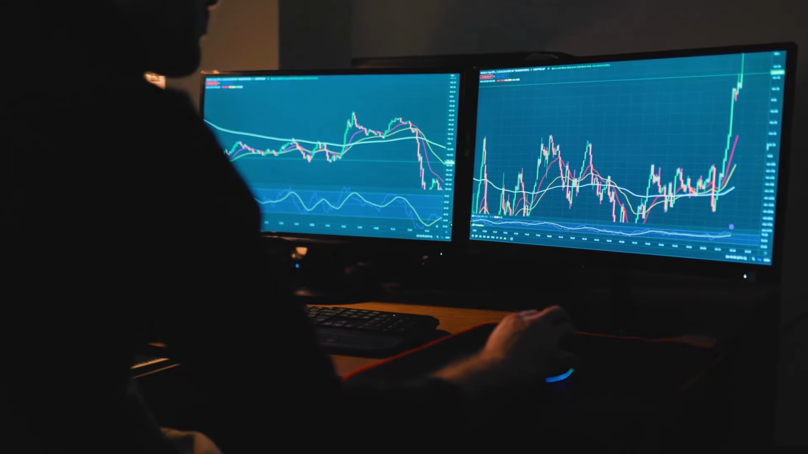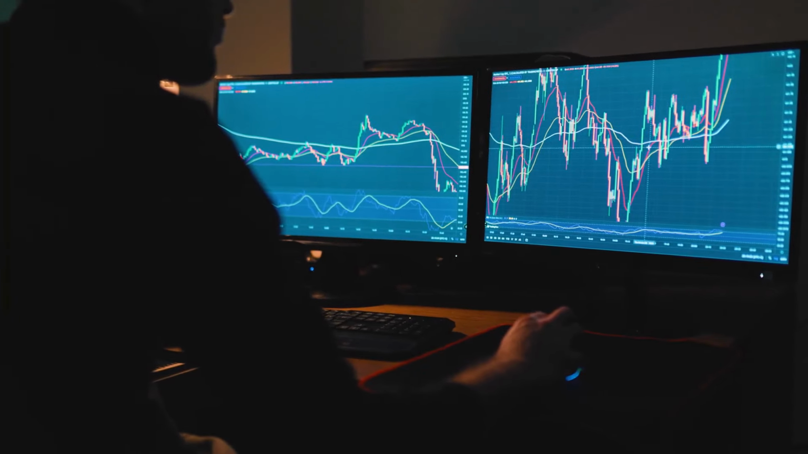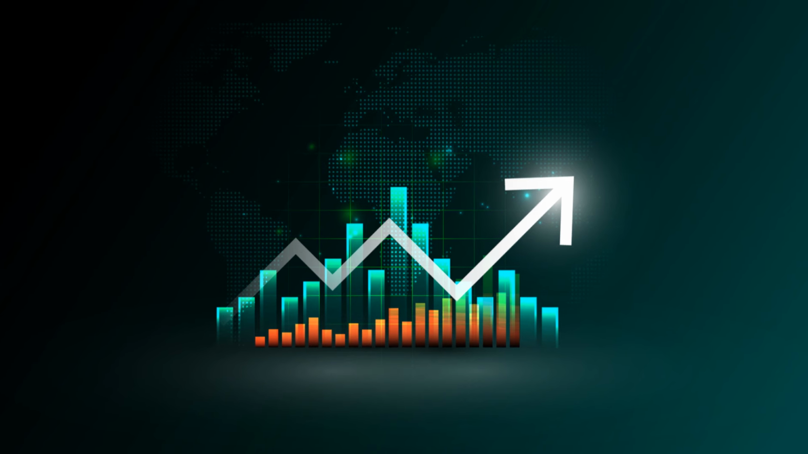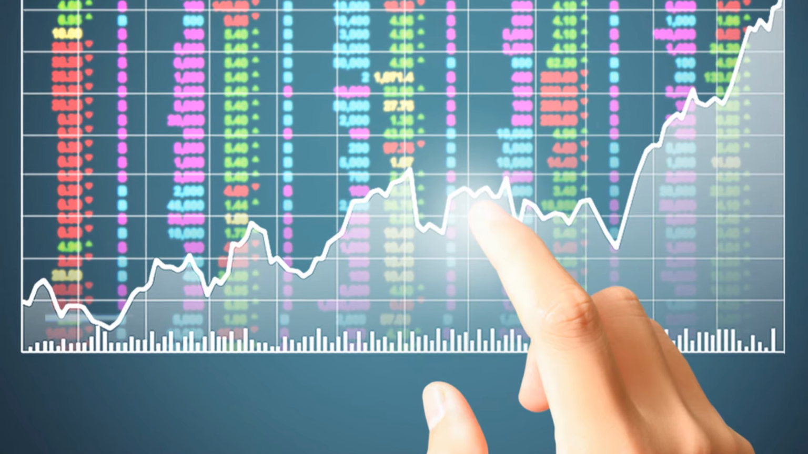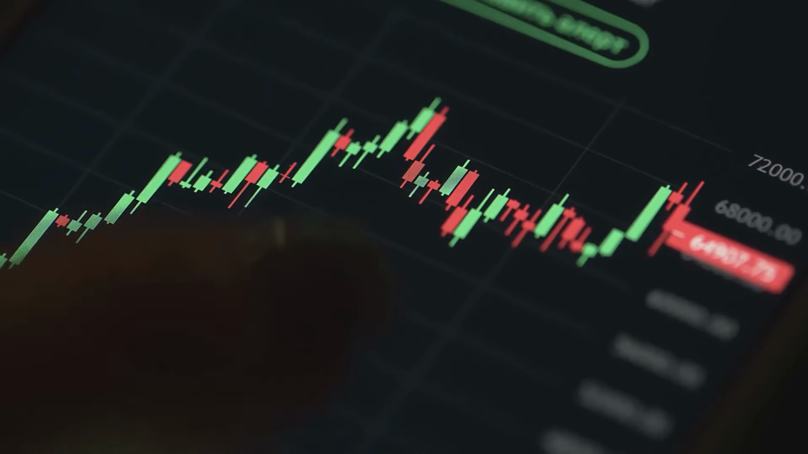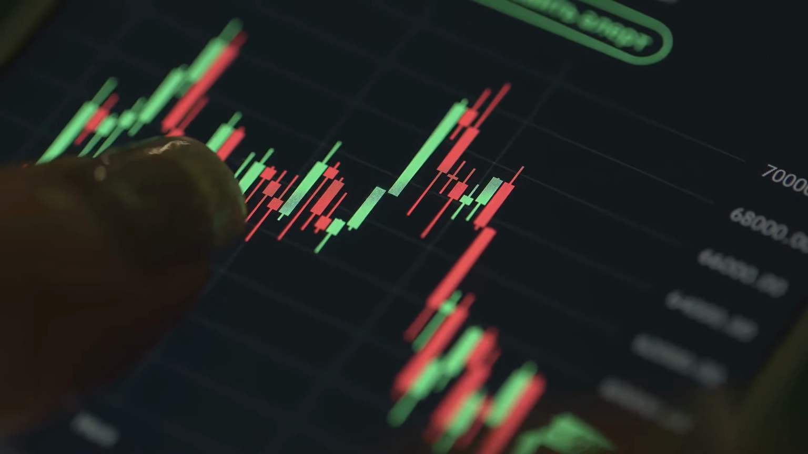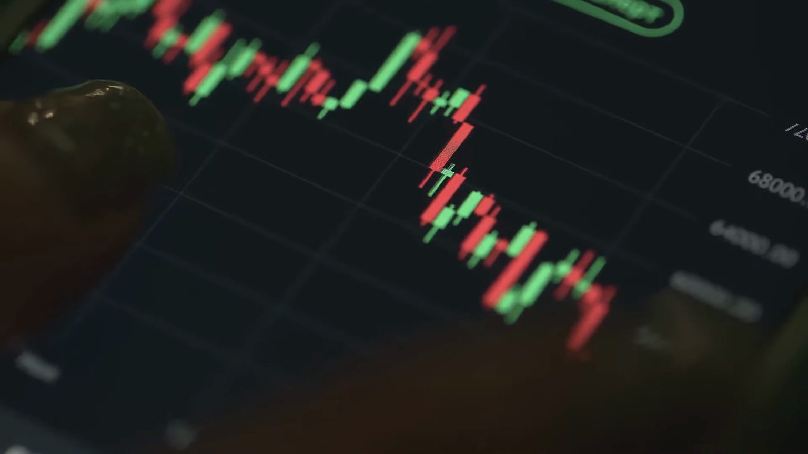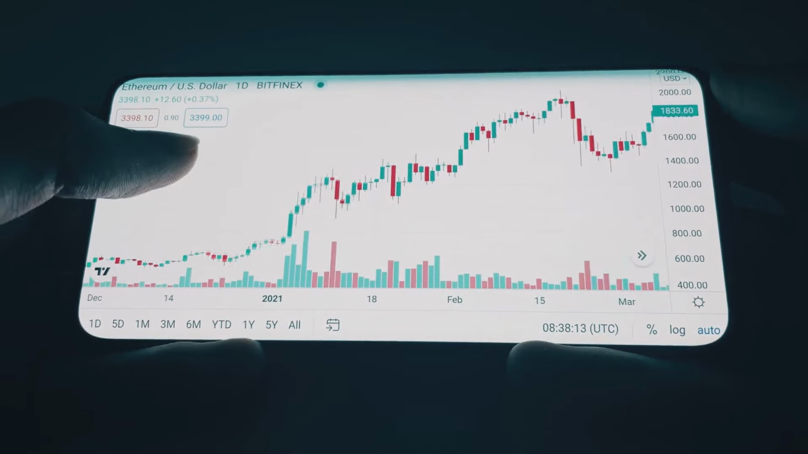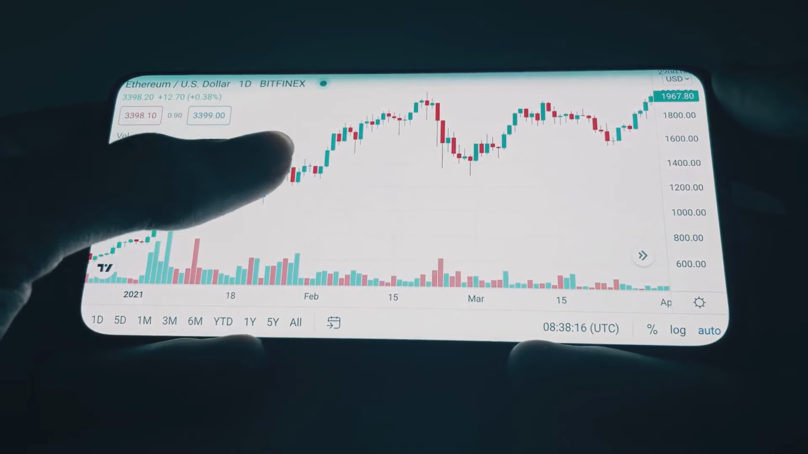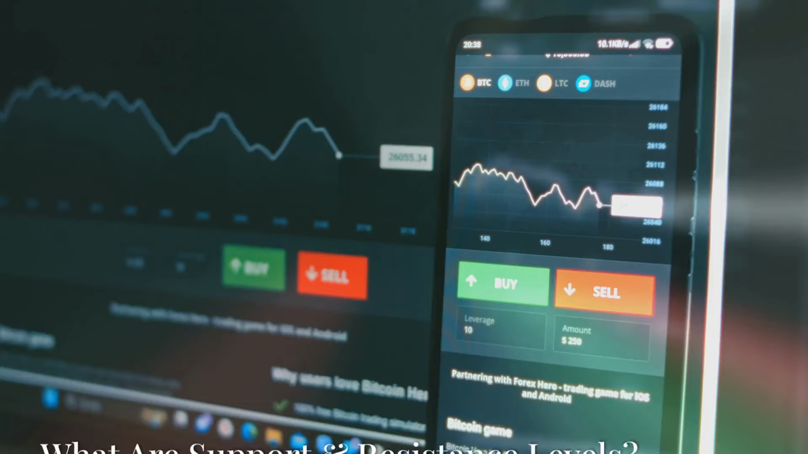Today we're diving deep into the world of trading with a focus on support and resistance levels, the unsung heroes of market analysis. Whether you're just starting out or you're a seasoned trader, understanding support and resistance is absolutely essential for making smarter trading decisions. These levels give you a framework for understanding price action, identifying potential entry and exit points, and managing your risk like a pro. By the end of this video, you'll know exactly what support and resistance levels are, how to spot them on a chart, and how to use them to your advantage in your trading. So grab your notebooks, let's get started.